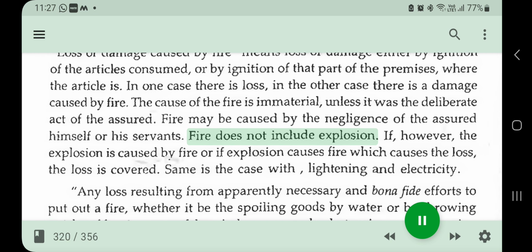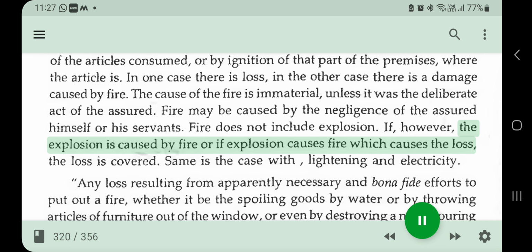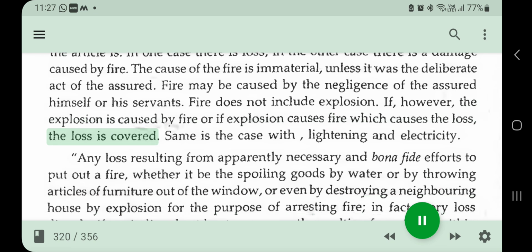Fire does not include explosion. If, however, the explosion is caused by fire, or if explosion causes fire which causes the loss, it is covered. Same is the case with lightning and electricity.